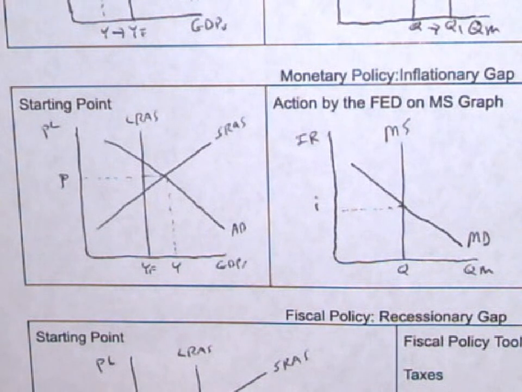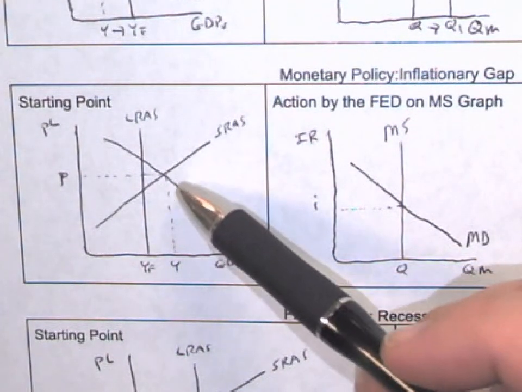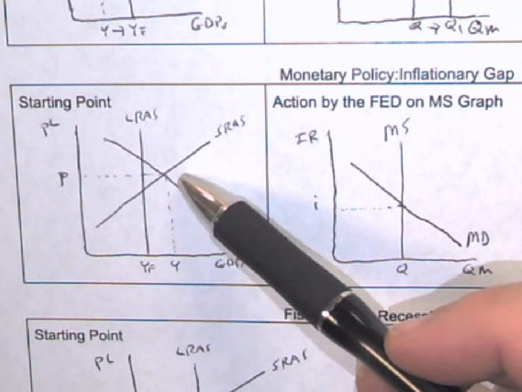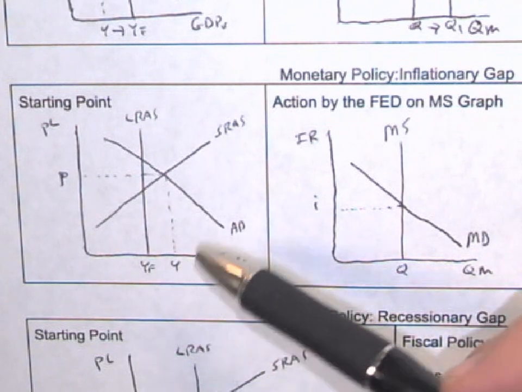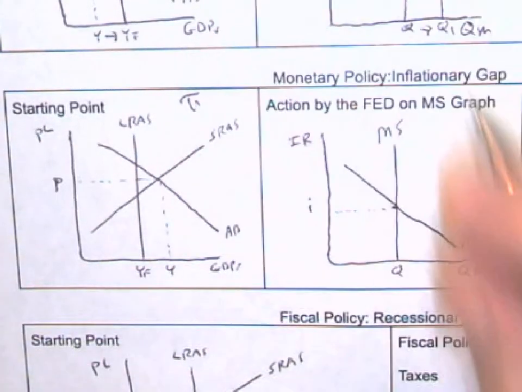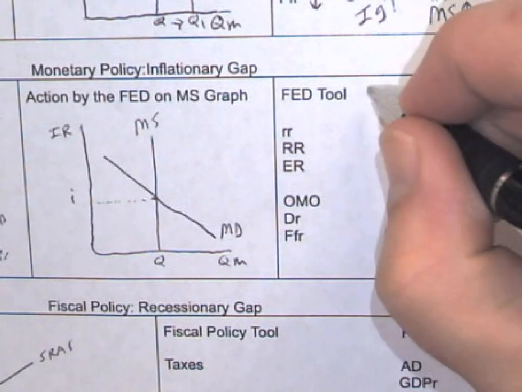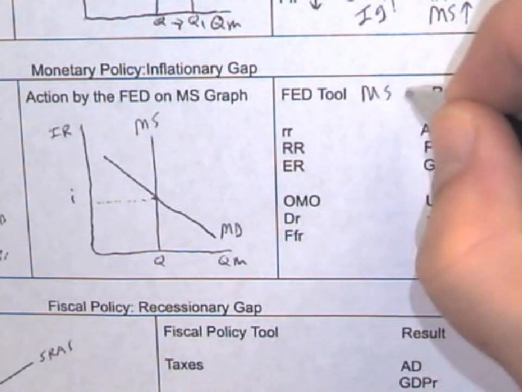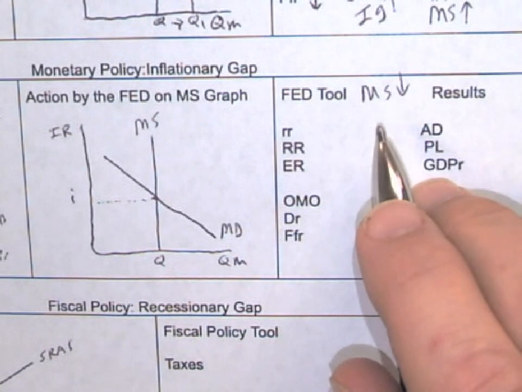All right. Now, the inflationary gap monetary policy, we're going to start with short-run equilibrium to the right of full employment, showing we've overproduced, we're making too much GDP, burning up resources, and we have inflation. So what we want to do as a Federal Reserve tool is our goal would be to decrease the money supply, making money more expensive. That's the idea of it.